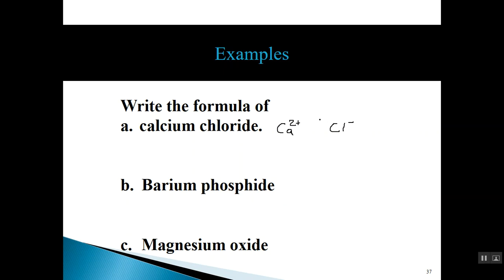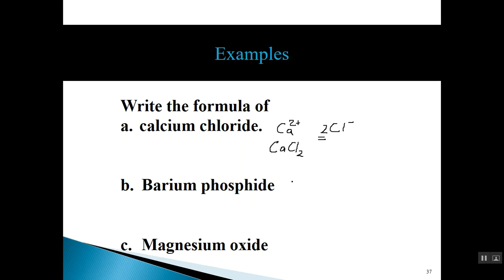So in order to achieve that in this case, what you would do is multiply the number of chloride ions by 2. And therefore, when you put this together, this is how you do it. The formula for this compound would be CaCl2, and the 2 becomes a subscript down here. And that will be the formula for calcium chloride. All right, so that's how you do that.